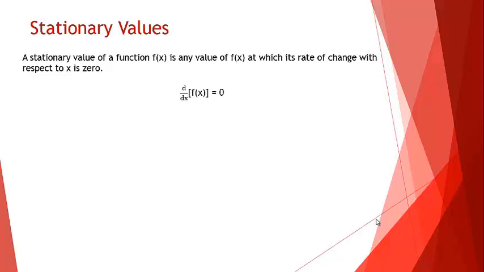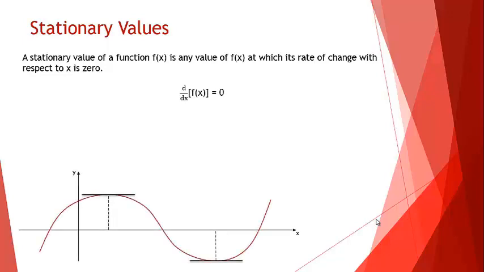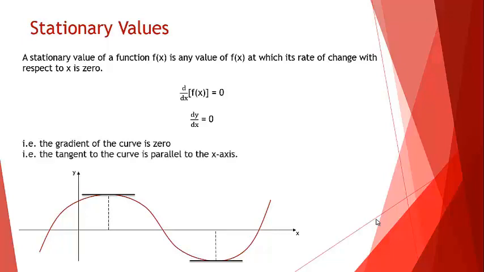For a graphical representation of a stationary value, consider this curve whose equation is y equals f of x. At a stationary value of f of x, dy by dx equals 0, which is the differentiation of y with respect to x equals 0. So the gradient of the curve is 0, and also the tangent to the curve is parallel to the x-axis. Therefore, stationary values of f of x are the values of the y-coordinates of points on the curve y equals f of x, at which the tangent is parallel to the x-axis.